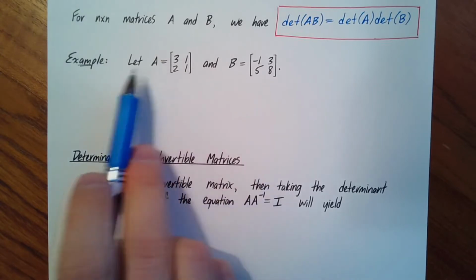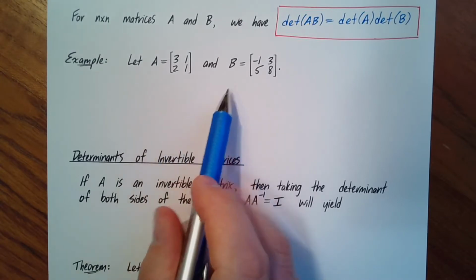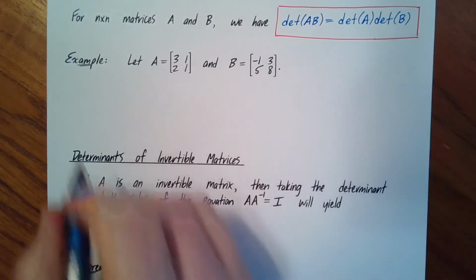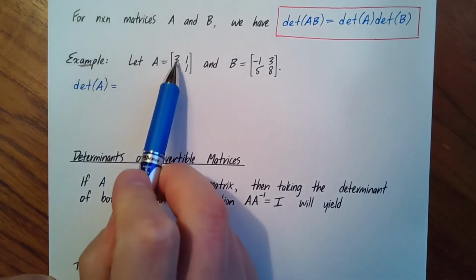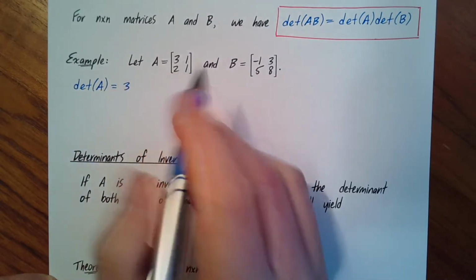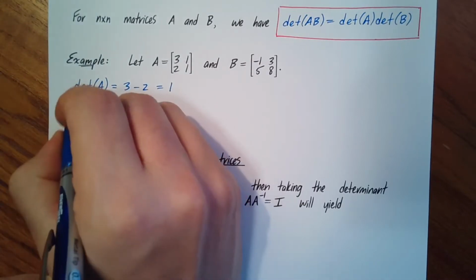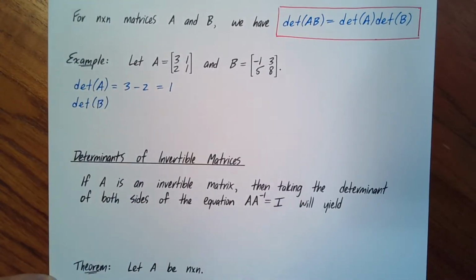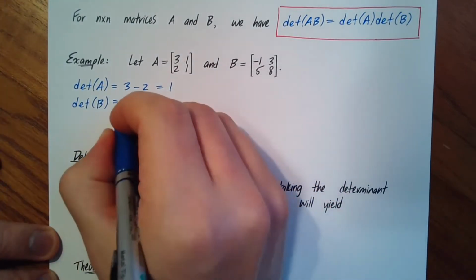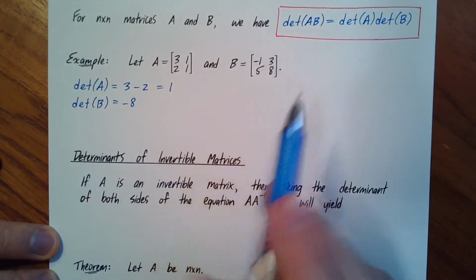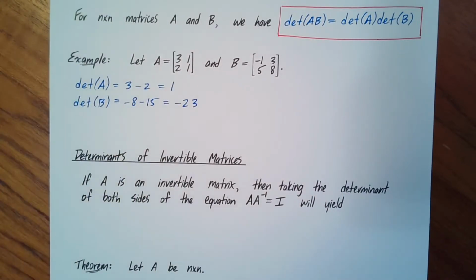So I've got a 2x2 matrix A and a 2x2 matrix B. Let's start by taking the determinants of the two individual matrices, and we'll compute the right-hand side of this equation. The determinant of A: 3 times 1 minus 1 times 2. So I'll get 3 minus 2, which is equal to 1. Now the determinant of B, a 2x2 matrix again: negative 1 times 8, which is negative 8, minus 3 times 5, which is 15. So you're going to get negative 23.